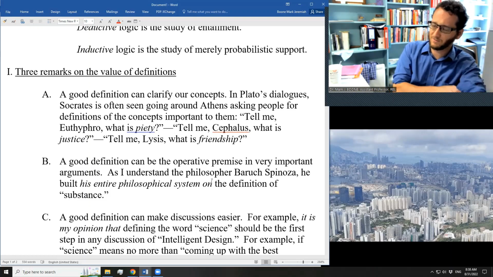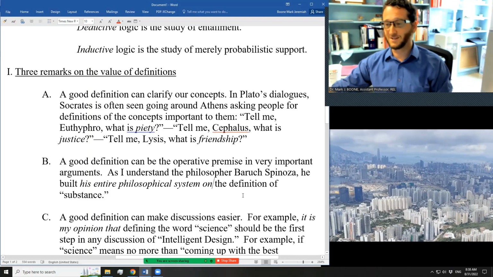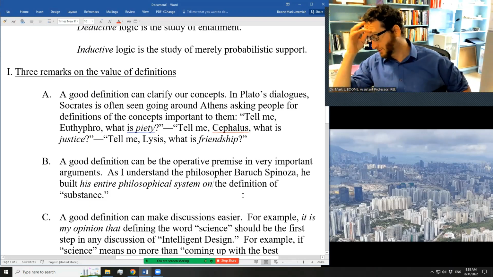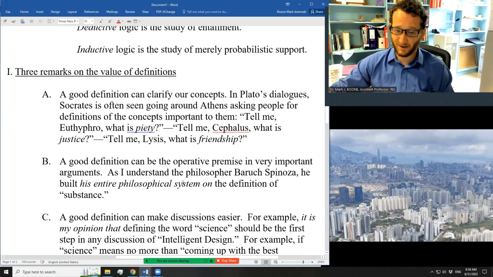Now, that's the easy way. Most of us, maybe all of us, won't go that route. We won't accept his definition of substance. So that's my advice. Just don't bother with Spinoza's definition of substance, and then you don't have to be a Spinozistic pantheist. But anyway, a good definition can be the operative premise in very important arguments, and this is true with any number of arguments. I'm just naming one that comes to my mind and has been in my notes.